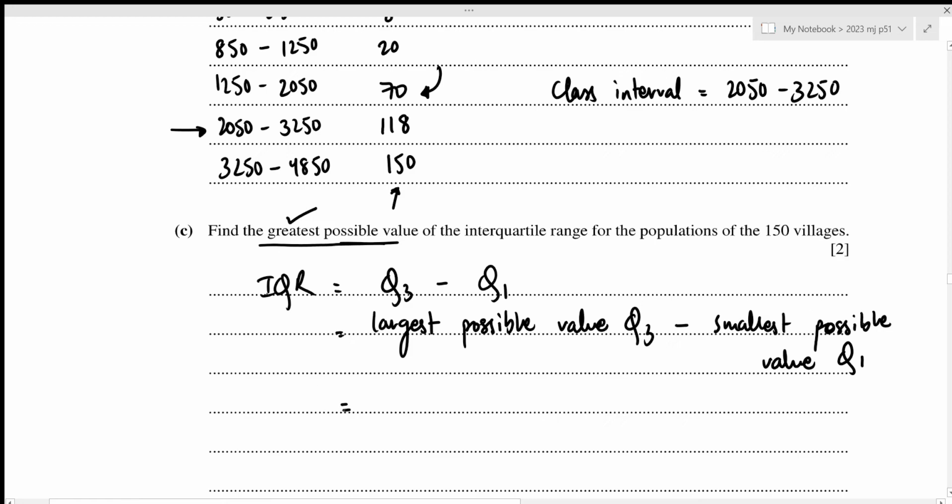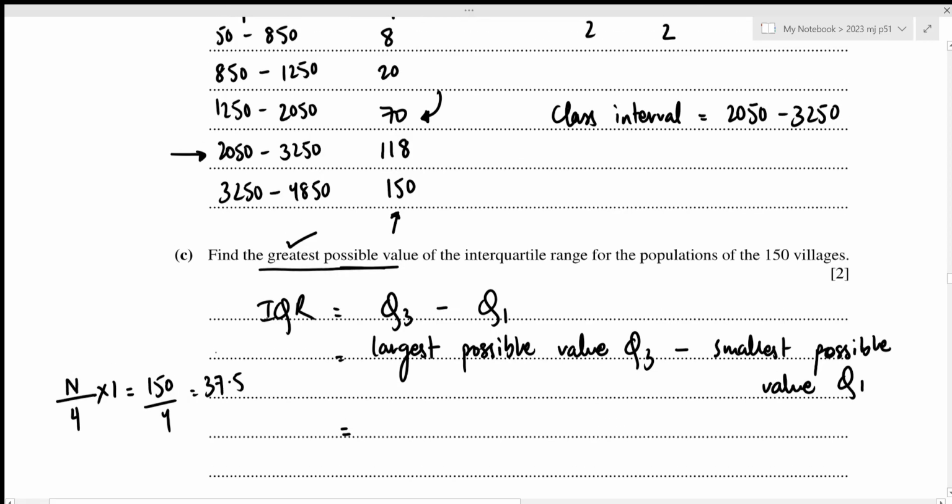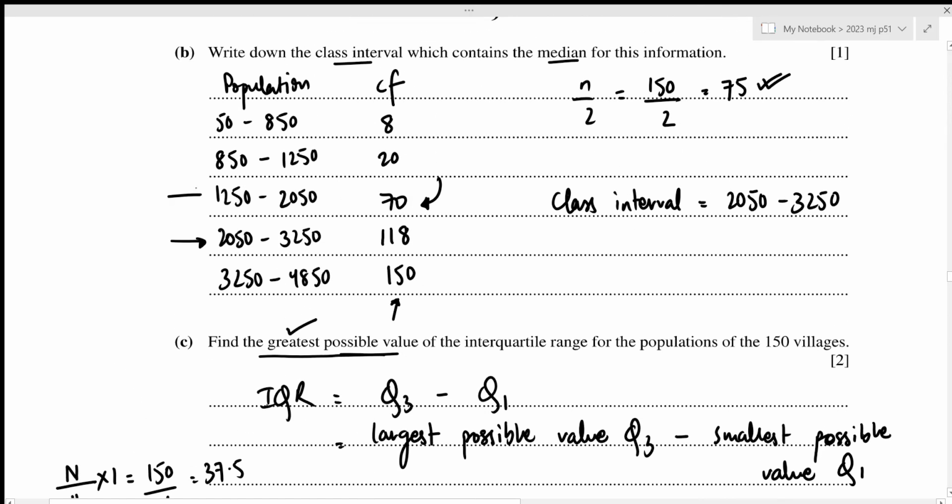Okay. The first thing that we need to do is figure out which class contains the upper quartile and lower quartile. So for upper quartile, we can just figure out n by 4 times 1, right? So 150 by 4, which results in 37.5. So 37.5 will be in this class right here. So from this class, we need to choose the largest possible value. And remember, the largest possible value is definitely going to be the upper limit, right?